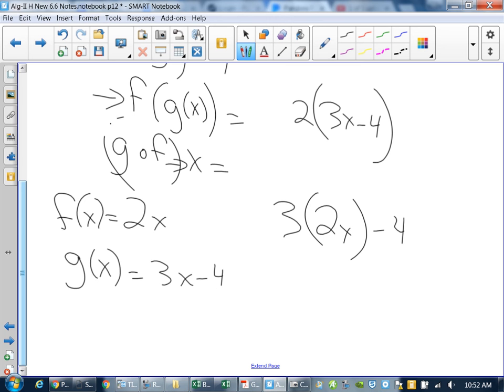Simplify. Wait, so you're just plugging the f in for the g of x? That's it. Where do you get a 3 from? Where do I get the 3 from? From the g of x equation. The g of x equation is 3x minus 4. The f of x equation was 2x. Write down the f of x equation, 2x. This is now playing the role of the x here. That's it. That's all composite functions are: putting one function in for x in the other, or vice versa.